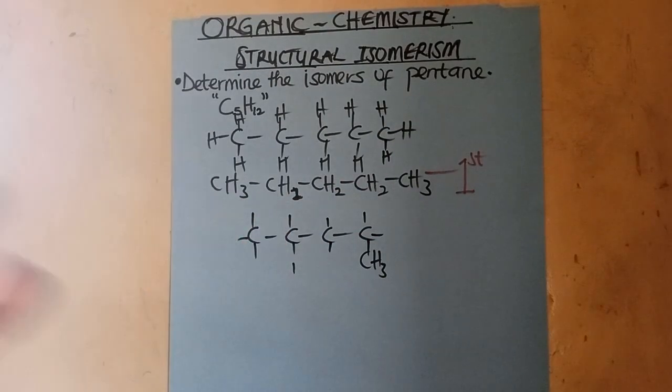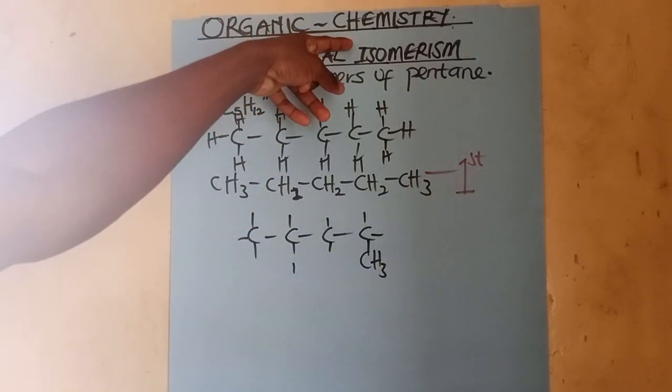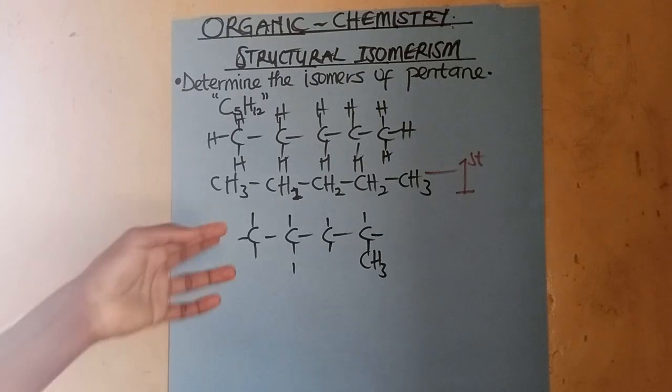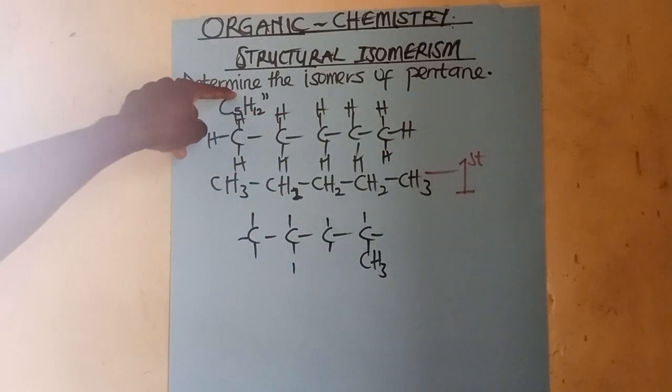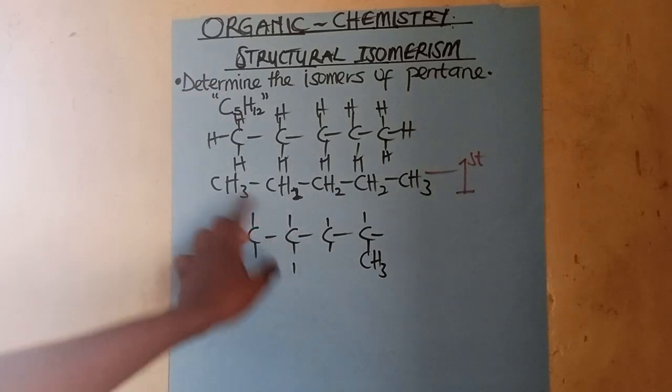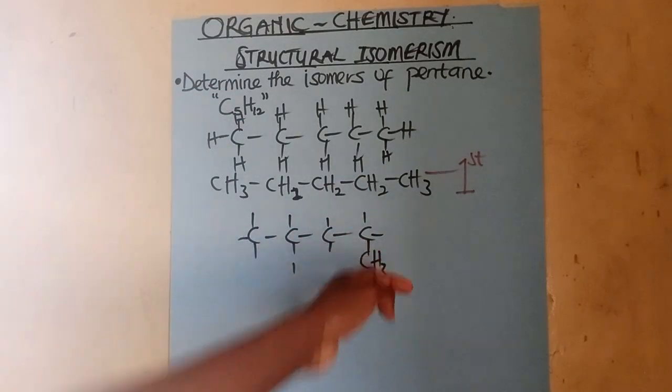So now look at this. At least we are still obeying the definition of isomerism by saying what? It has 5 carbons, the same molecular formula but different structure. This is one structure first. Now this is another. It's another structure, as you can see.